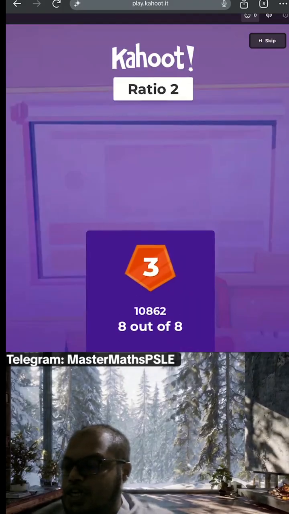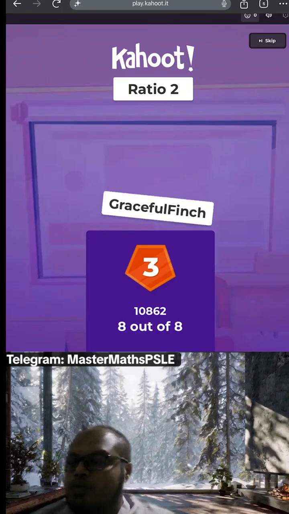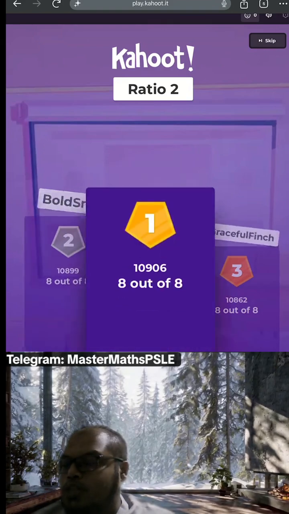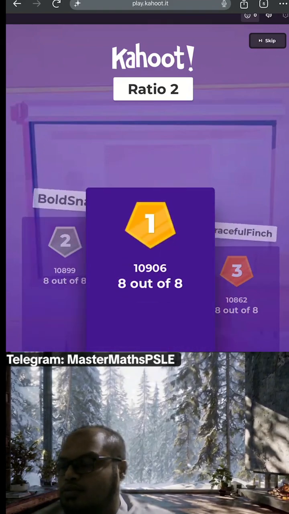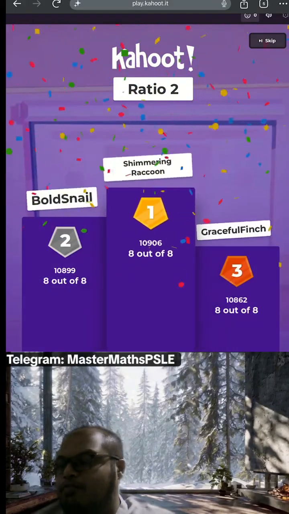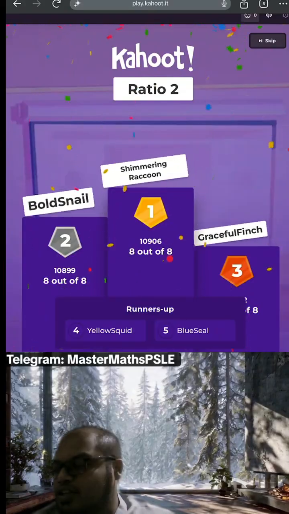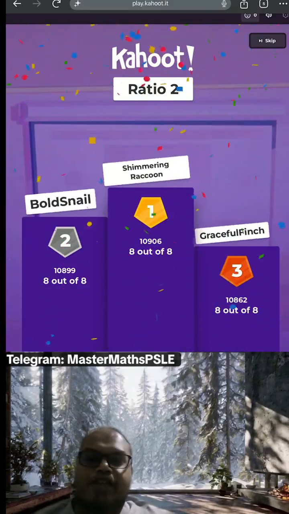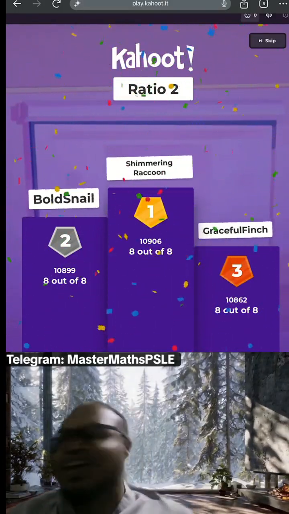Okay, number 3, graceful finch. Number 2, we got the bow snail. And number 1, we got the shimmering raccoon. Congratulations. The points difference is only 7 points. Interesting.